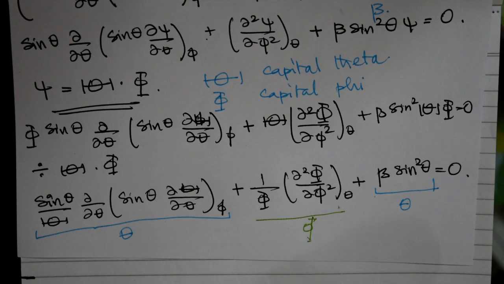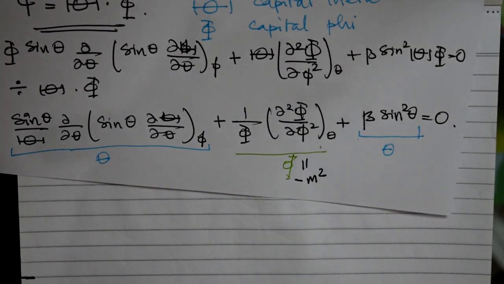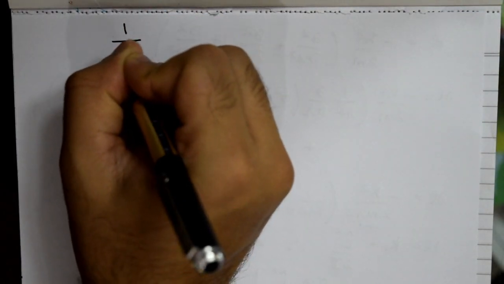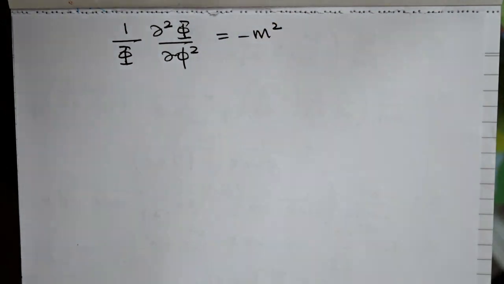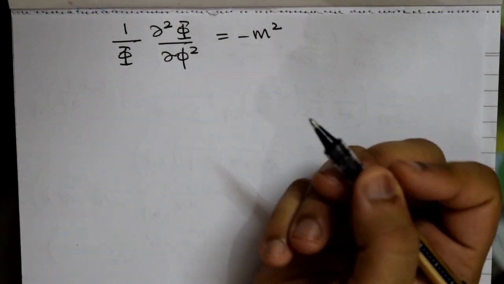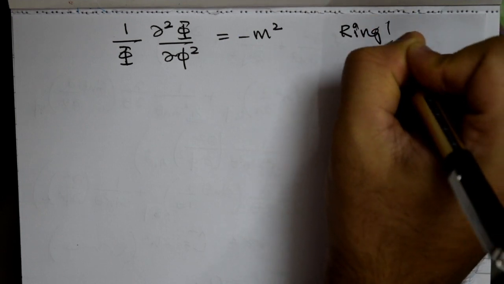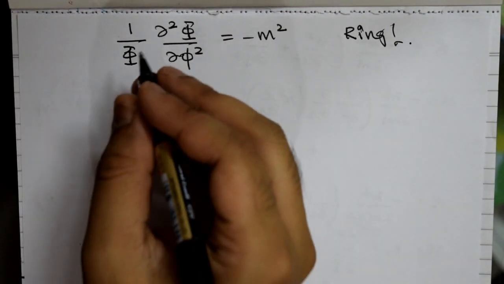So this is great. That means that each of them separately should be equal to a constant, right? This also we have learned several times. So what we end up doing right now is setting the phi component to minus m square. You can always set it to plus m square as well, but you will see why we have done that. So basically 1 over capital phi dou square capital phi by dou phi square is equal to minus m square. This differential equation might ring a bell. This is nothing but the particle in a ring problem that we solved a little earlier. So instead of going through the rigor, we'll write the solutions right away.